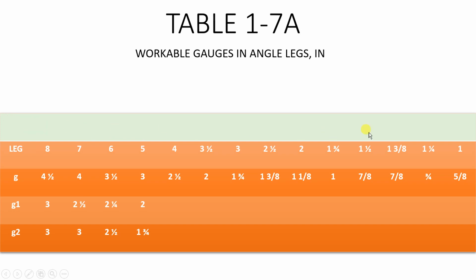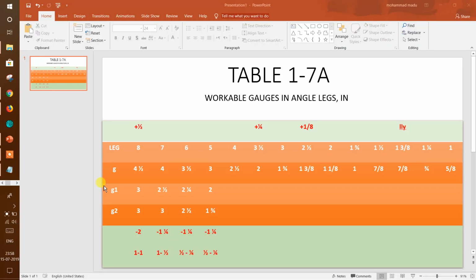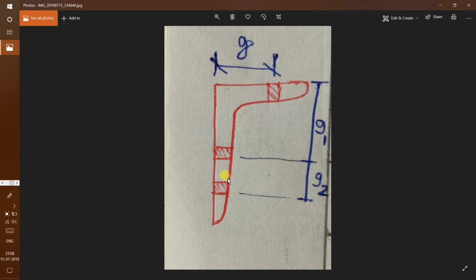I'm going to write the text in this color. What is this? Some light green color like that. Okay, let's do it. Let me tell you how to remember G1 and G2. G is the shorter leg, and G1 and G2 are the longer leg, both measured to the center bolt line.